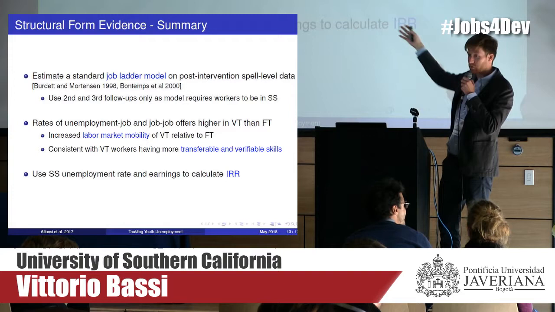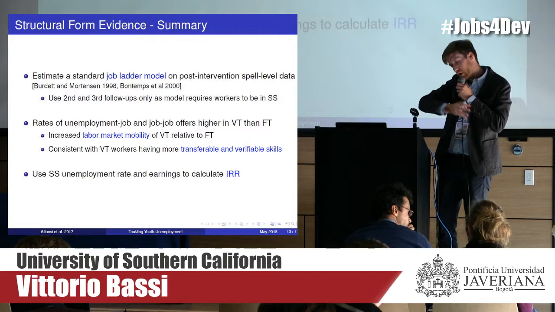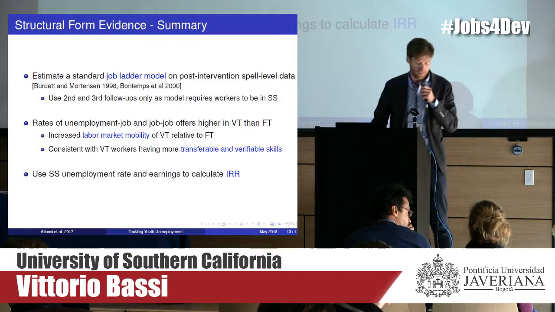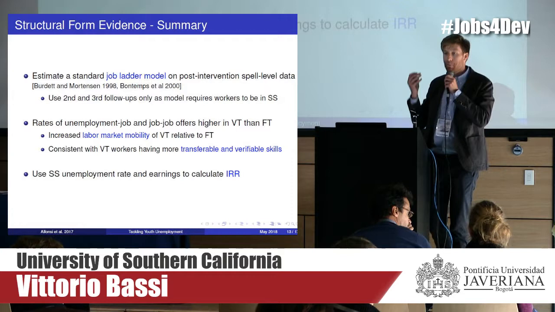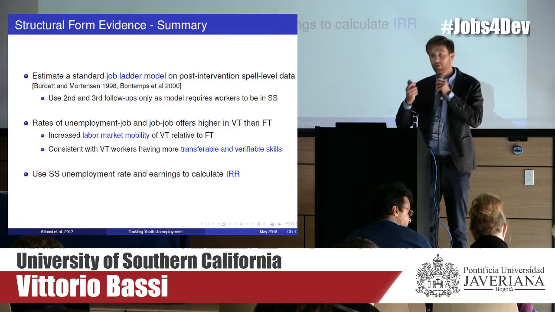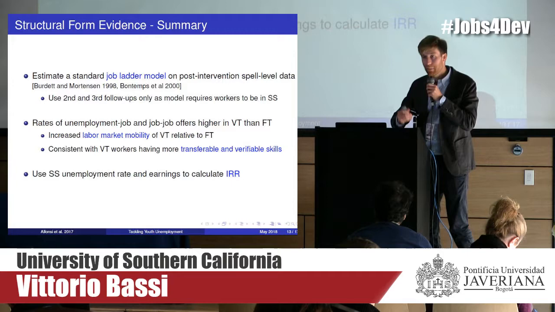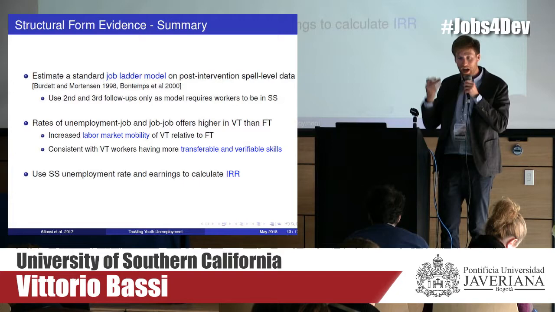So we're going to throw out the first round of data. After 1 year, we're going to focus on 2 and 3 years after the intervention, where we think transition rates might be closer to the steady state for these workers. Now, the very nice thing that we find here is that there is much higher labor market mobility for the vocational trainees. So they have a higher probability of exiting unemployment, and so the transition from unemployment to employment is higher. But it's not just that. It's not just a level effect. These workers are also climbing the job ladder faster. They have higher job-to-job transitions.